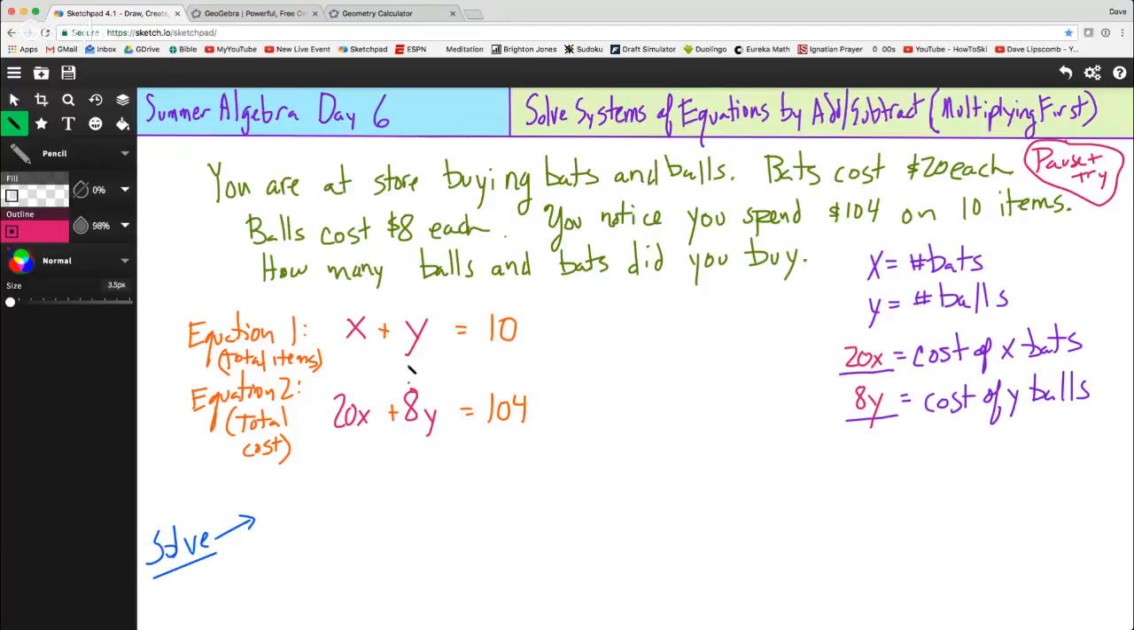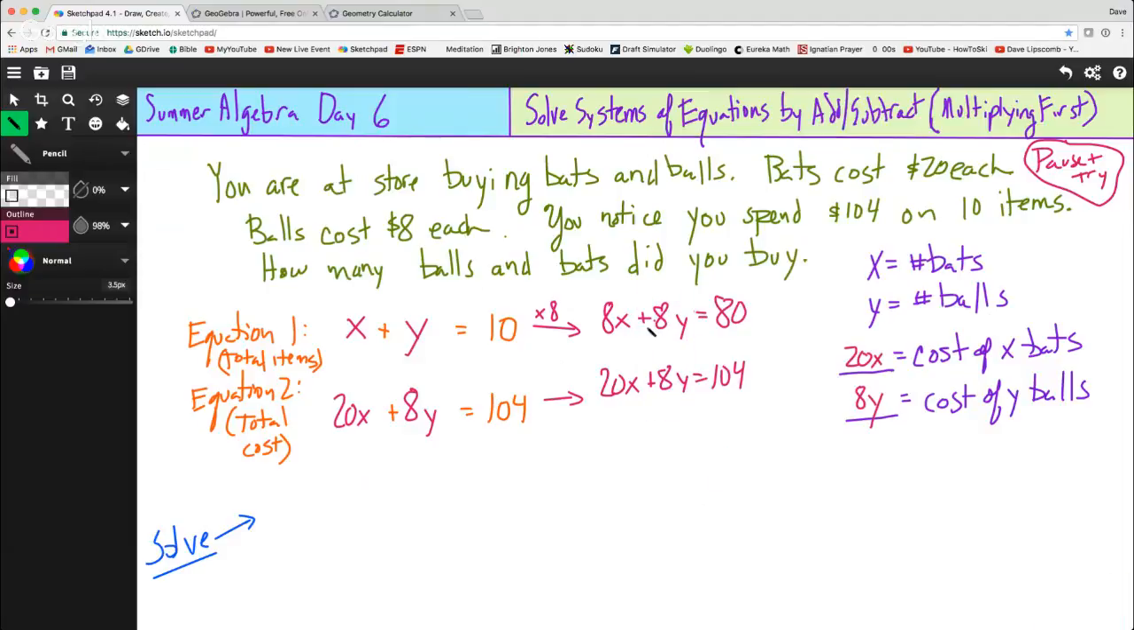Now we can solve by elimination. Well, what do I need to do? Let's multiply the top by 8, and the bottom will just stay the same. So 8x plus 8y equals 80. In the bottom, I have 20x plus 8y equals 104. Why did I multiply by 8? Because I want to create this elimination situation.